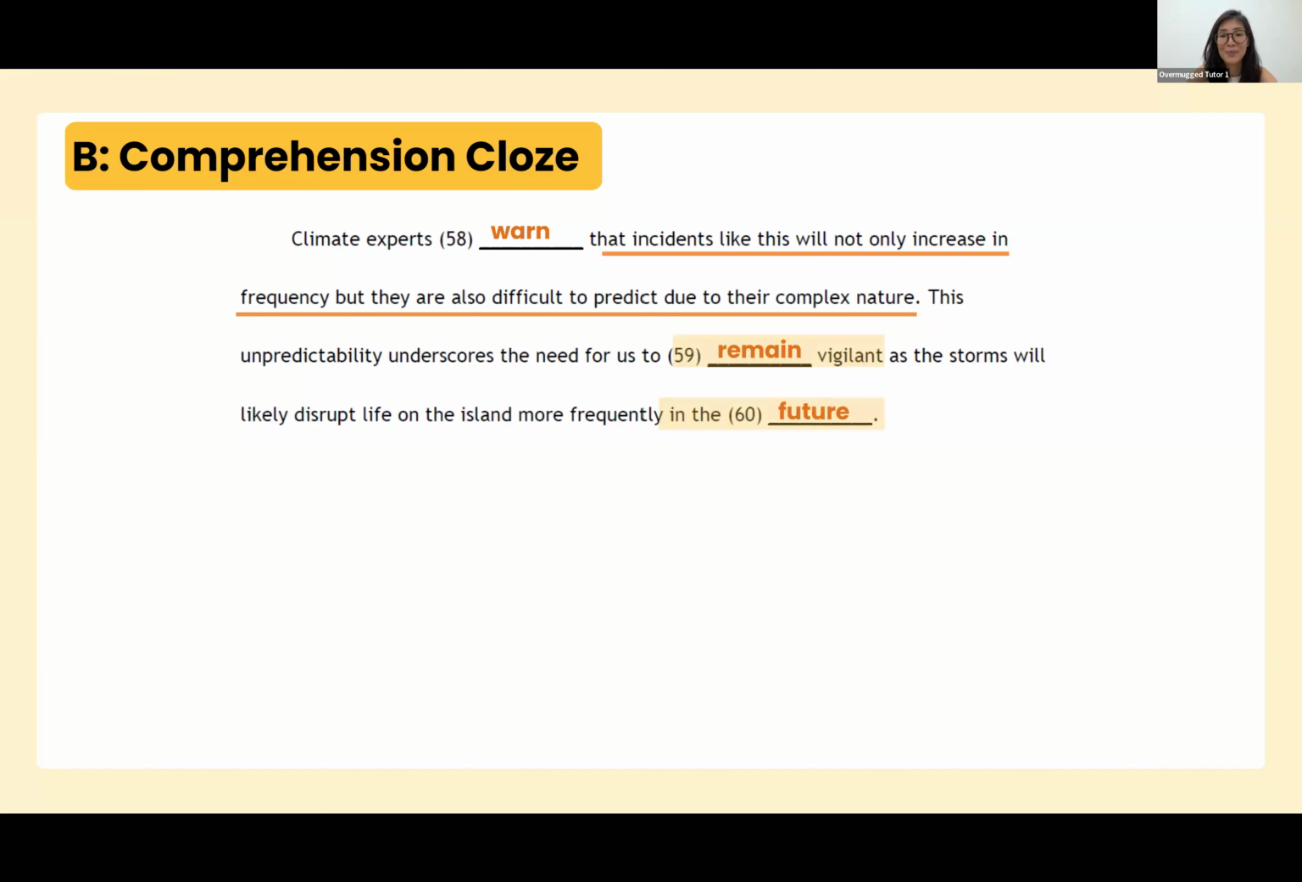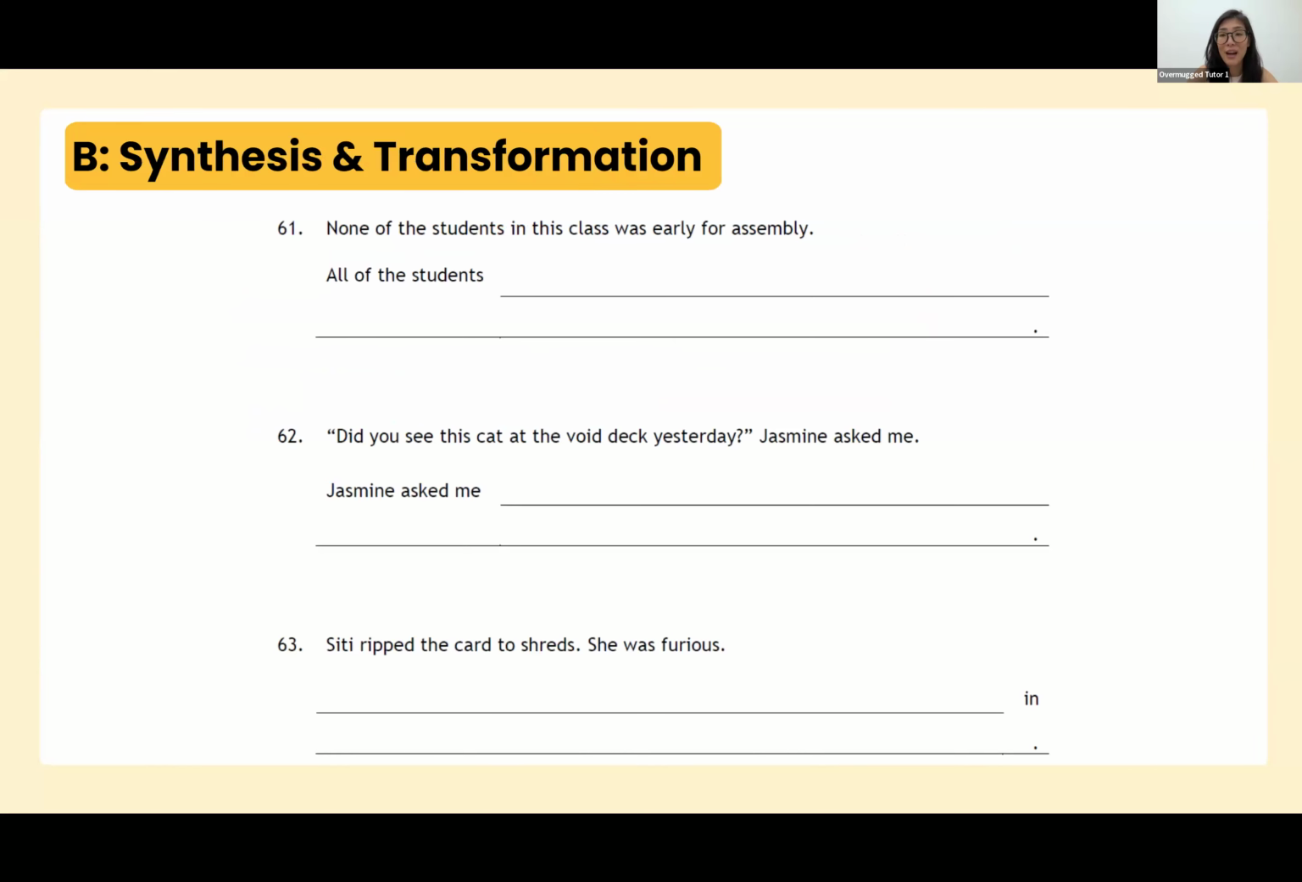How is it so far? I hope you're doing okay. So finally, we have our S&T. Now, our S&T this time was quite manageable, but some of these questions were trick questions. Let's see if you were able to spot them.